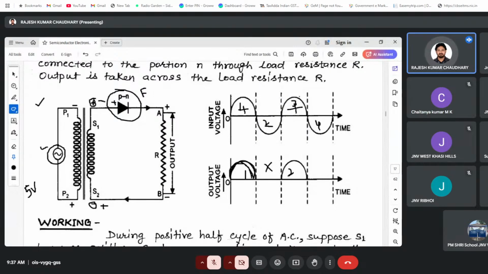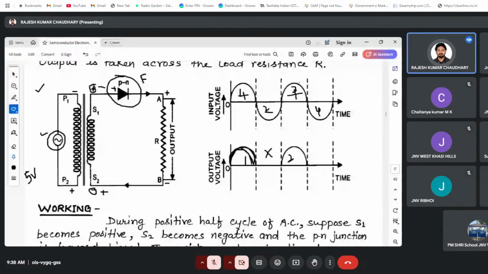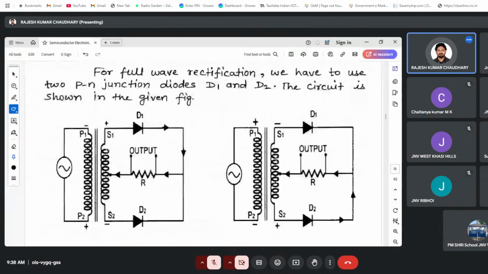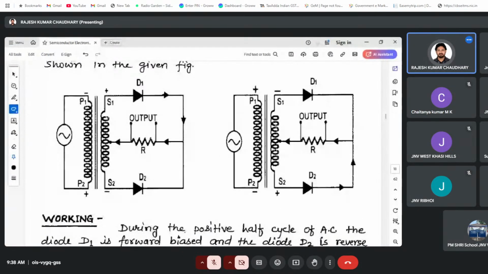So now the last topic of this chapter is the full wave rectifier. The very simple concept is that in a full wave rectifier, we will use 2 diodes, one is D1 and the other is D2. This type of arrangement is called a center tapped full wave rectifier.